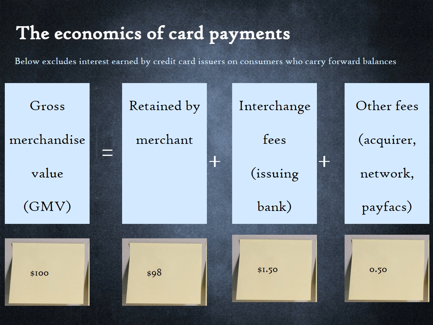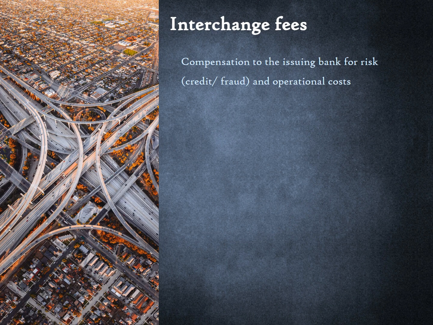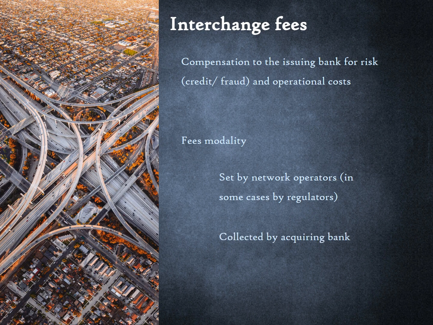In case of on-us transactions and closed-loop systems, the issuing bank does not have to share revenues with other parties. The interchange fees is a compensation to the issuing bank for the credit and fraud risk they are assuming in card transactions. The fees are set by network operators, though in some cases, like debit cards in the US, they are regulated by the central bank. Interchange is collected by acquiring banks from merchants and paid to issuing banks.